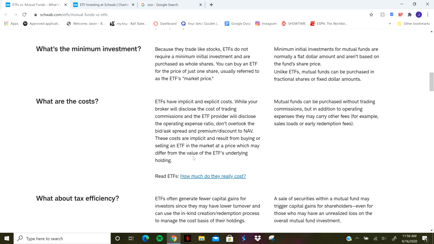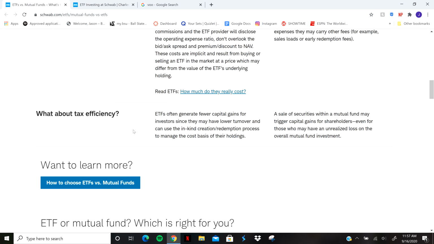So that's if you're putting in buy or sell orders and stuff like that, which obviously in a mutual fund you can't do. Mutual funds can be purchased without trading commissions, but in addition to operating expenses, they may carry over fees, for example, sales loads or early redemption fees. Tax efficiency. ETFs often generate fewer capital gains for investors since they may have lower turnover and can use the in-kind creation/redemption process to manage the cost basis of their holdings. So obviously that's a lot of big words thrown in there. For the mutual fund, a sale of securities with a mutual fund may trigger capital gains for shareholders, even for those who may have an unrealized loss on the overall mutual fund investment.